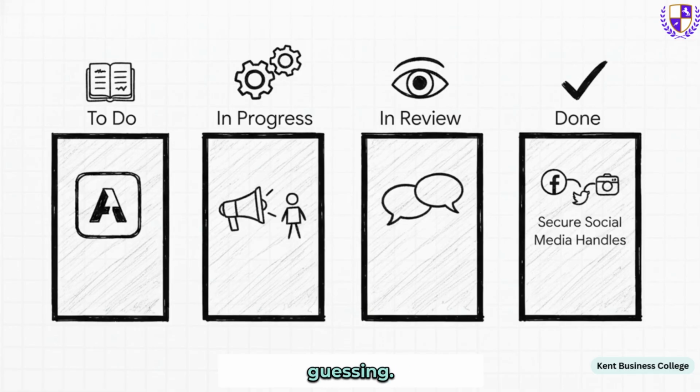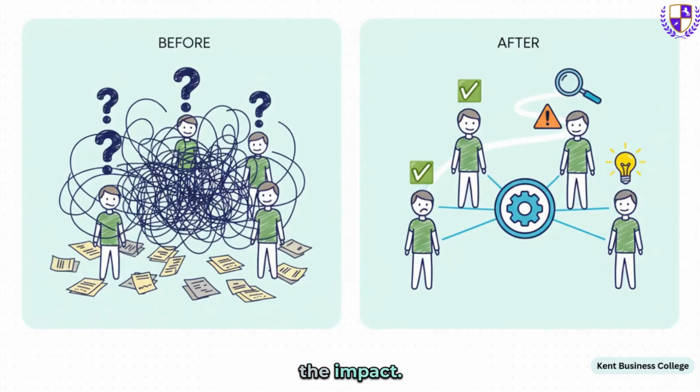No more guessing. And right here, this is the impact. Just look at the before column. It's chaos, right? Nobody knows who's doing what. Communication is all over the place. But look at the after. It's a total transformation. Now there's clarity, there's one central place for updates. And here's the big one. The team can spot potential problems way earlier, before they become massive fires to put out.